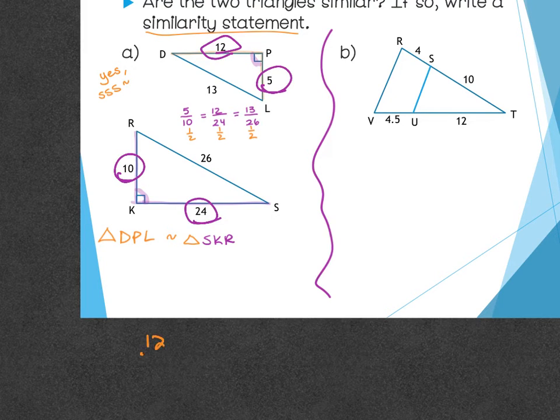You only need 2 side lengths. So you could actually do side, side, side, or side, angle, side. If you didn't have the angle, you had to use side, side, side. If you only had two pairs of sides, you had to use side, angle, side.